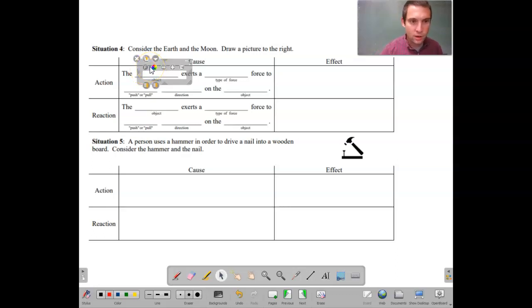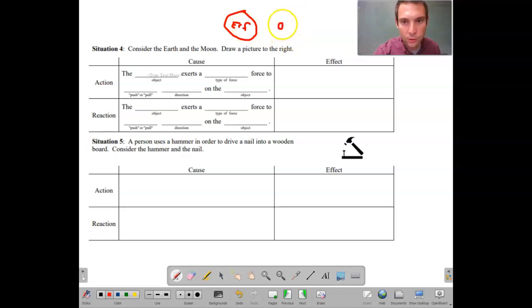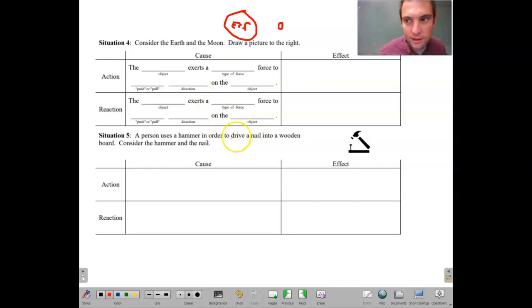All right, so here we go. Consider the Earth and Moon. Draw a picture to the right. Well, I don't have the right, but we have the Earth and the Moon. I tried it with the typing thing, and it just didn't work out. Sorry.